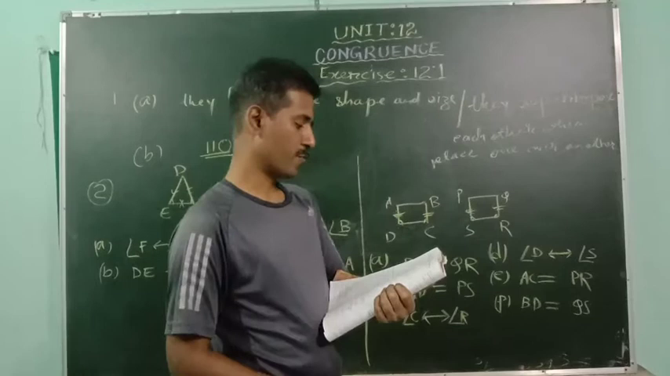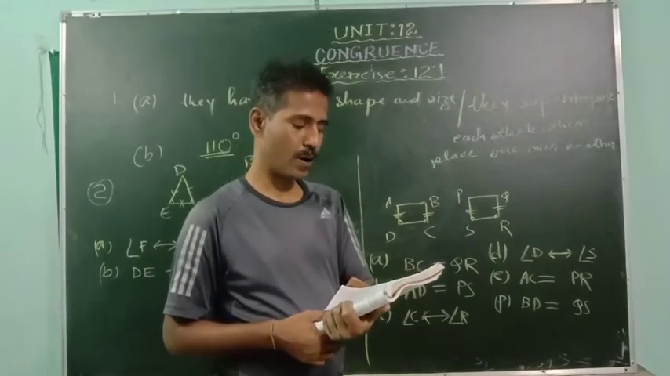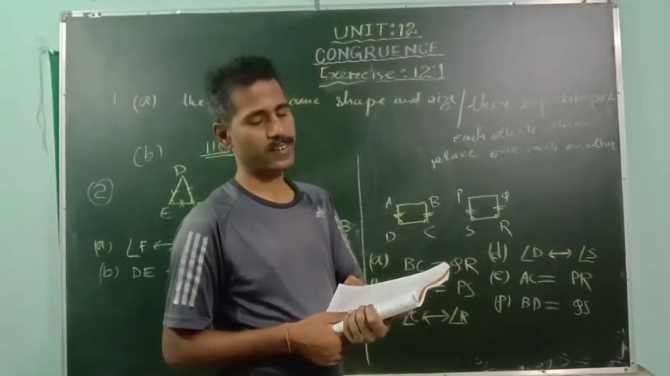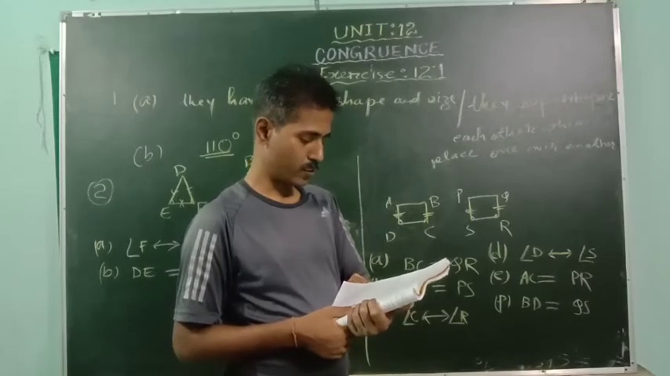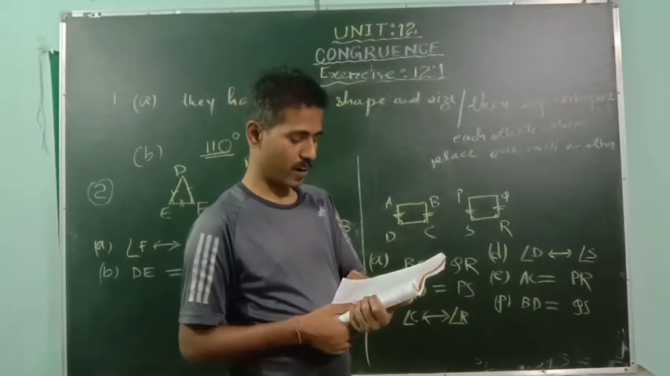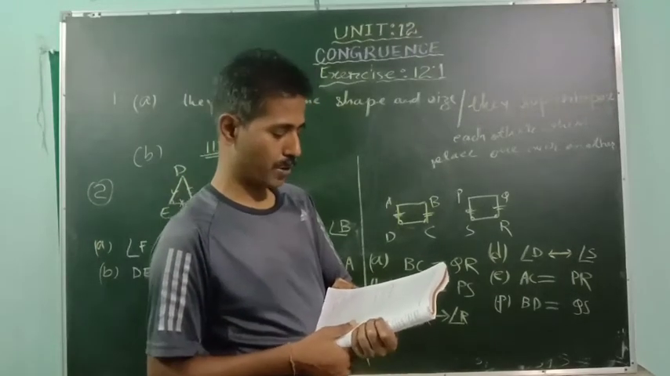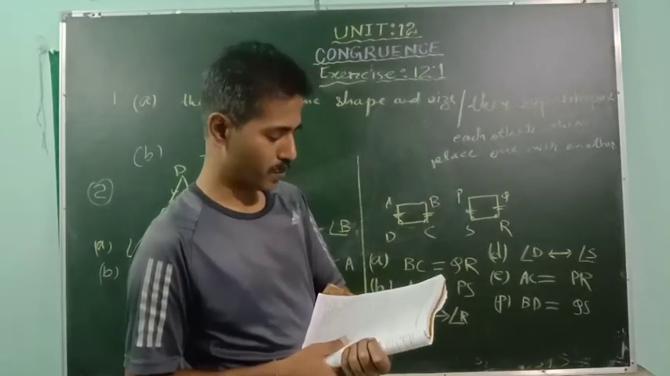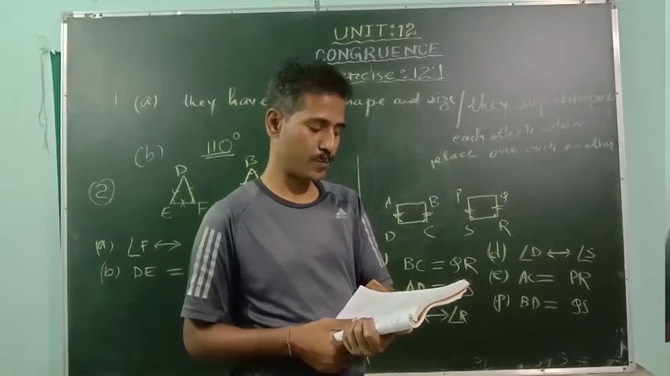Question number 4, identify the pairs of congruent figures from the following. You refer to your textbook. PQ is congruent to AB because both their lengths are 4 cm, but CD is not congruent. That is question A. In question B, you have got 3 triangles: two are 60 degrees and one is 61 degrees, so the two 60 degree triangles are congruent, PQR and XYZ. You refer to your textbook; I'm not going to draw all these things.